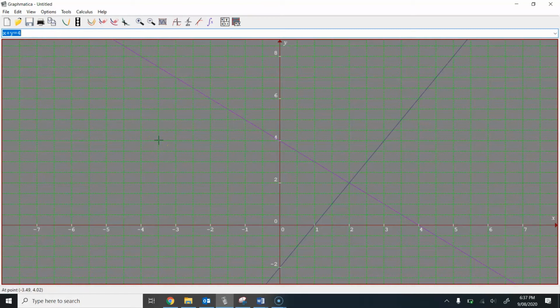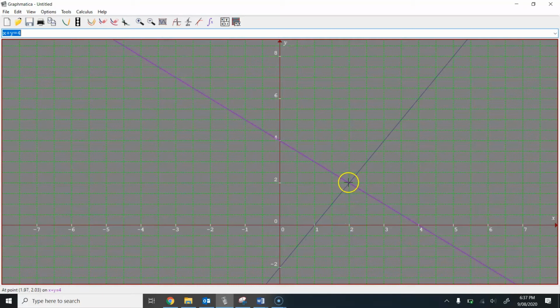Now, we've got one graph here, the other graph here. If we look at them, we can see the point of intersection. The point of intersection is like where you've got two roads, where they intersect. It's the middle point, where they cross over. So you can read off the graph that coordinate. It is x equals 2, y equals 2.